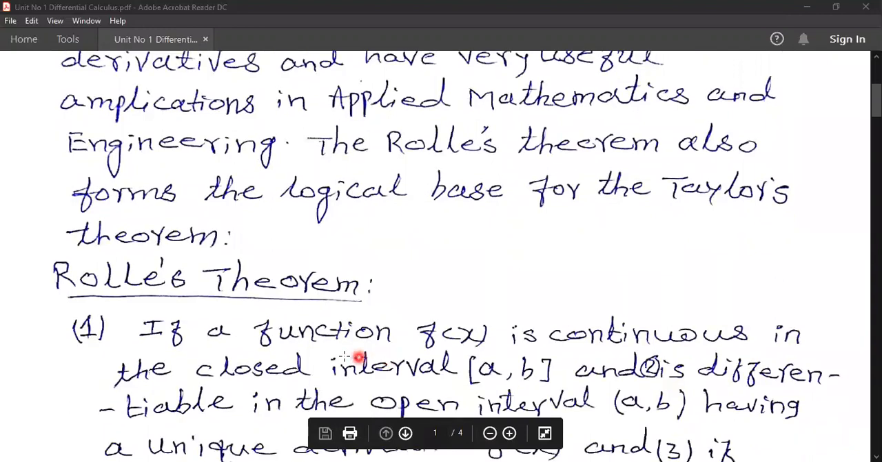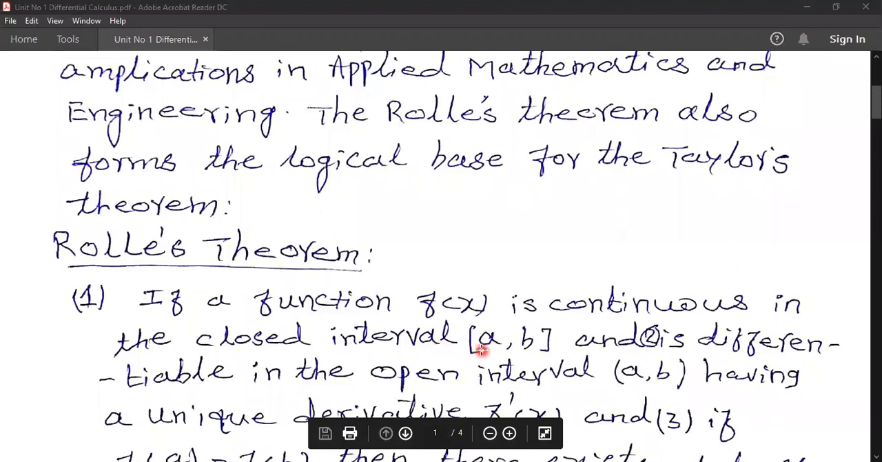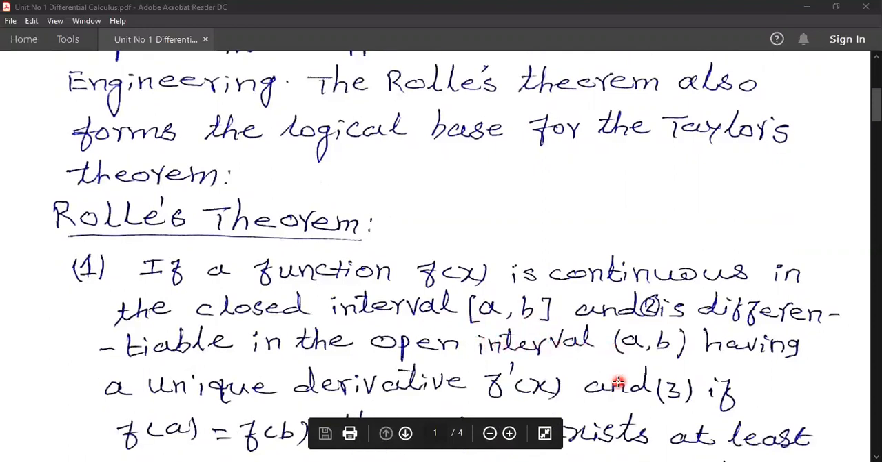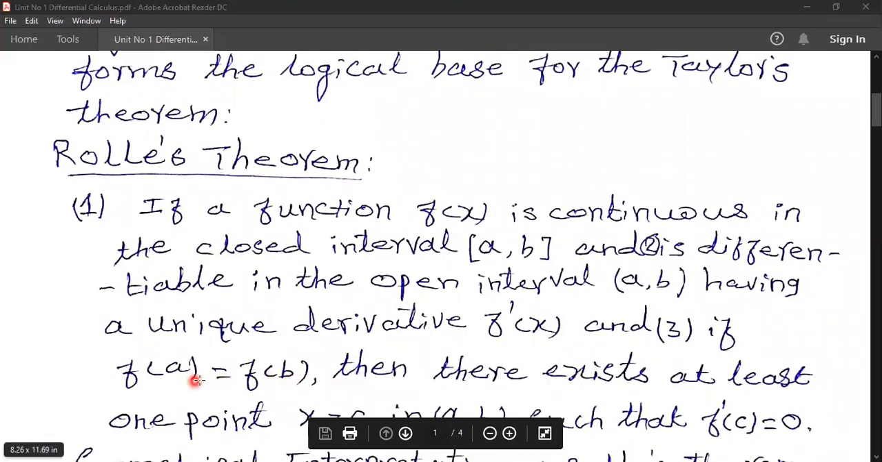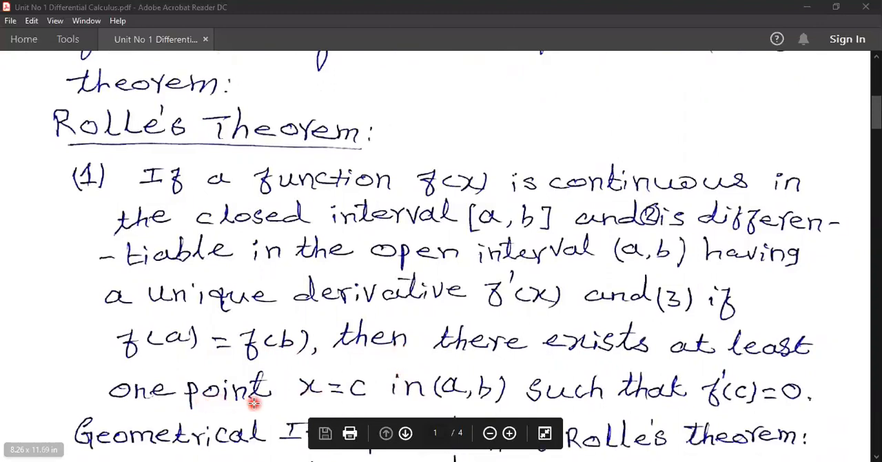The statement says that if a function f of x is continuous in the closed interval [a, b], that is a less than or equal to x less than or equal to b, and is differentiable in the open interval (a, b), having the unique derivative f dash of x, and the third condition, if f of a is equal to f of b, then there exists at least one point x equal to c in the open interval (a, b) such that f dash of c is equal to 0.